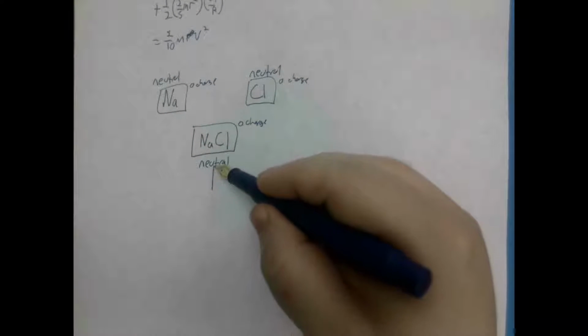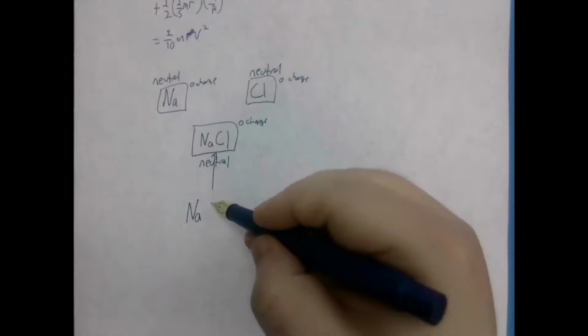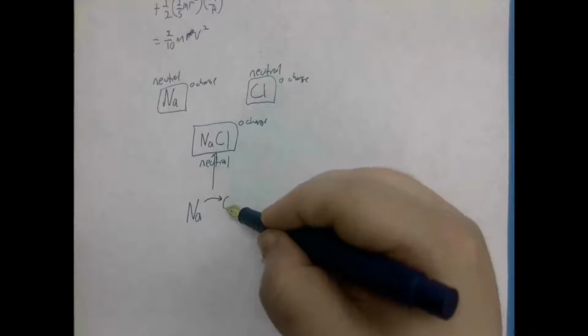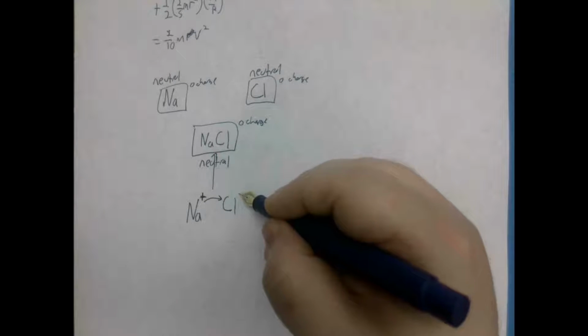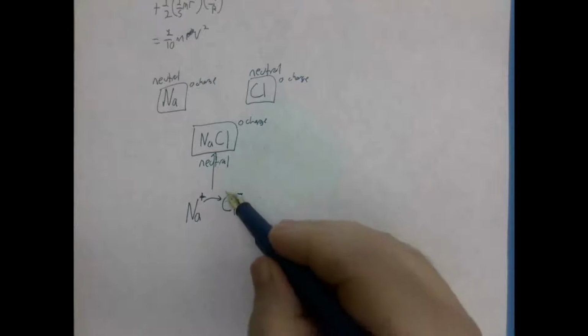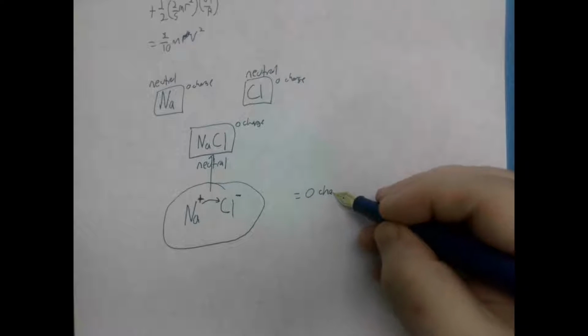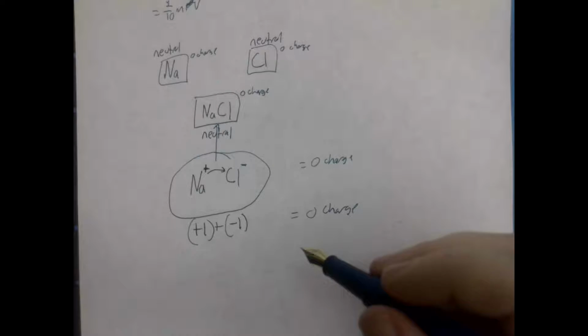However, if we were to zoom in onto this, the reason they come together is because sodium is going to give its electron to chlorine. This makes sodium have a positive +1 charge and chlorine have a negative charge. But if we look at it as a whole, we know that the charge is equal to 0. So as a 0 charge in total, that means we have +1 plus a -1, and that's equal to 0. So +1 plus a -1 is a 0.